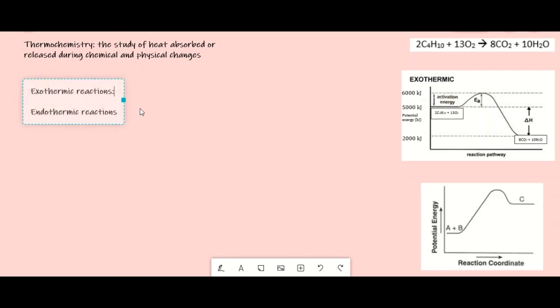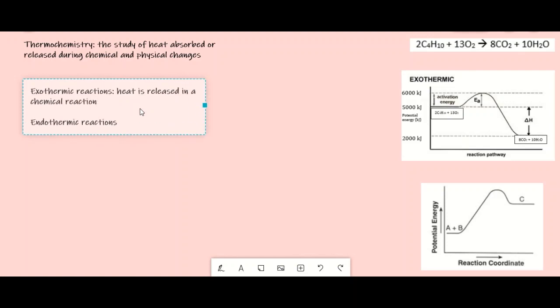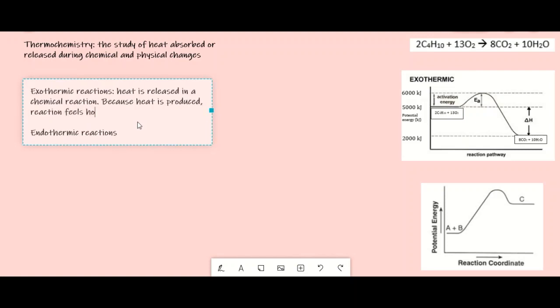So I'm going to start with exothermic reactions. Exothermic reactions happen when heat is released in a chemical reaction. We're going to focus on chemical reactions because this is chemistry. Heat is produced as a product of the reaction, so it tends to feel hotter. An example would be if you light a torch, the energy that's released by light from the flame would be the heat that's released. So because heat is produced, the reaction feels hot.